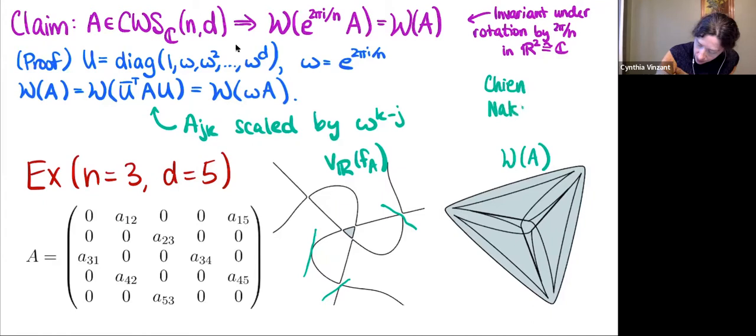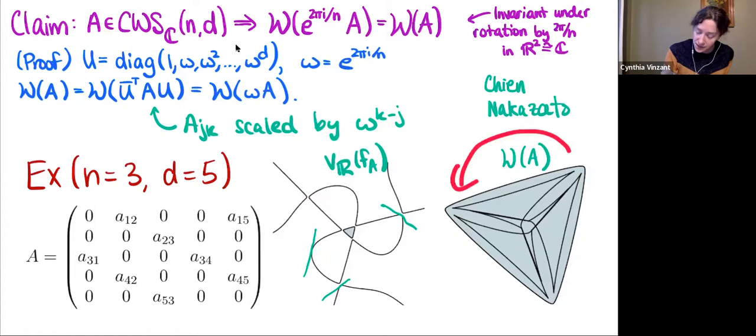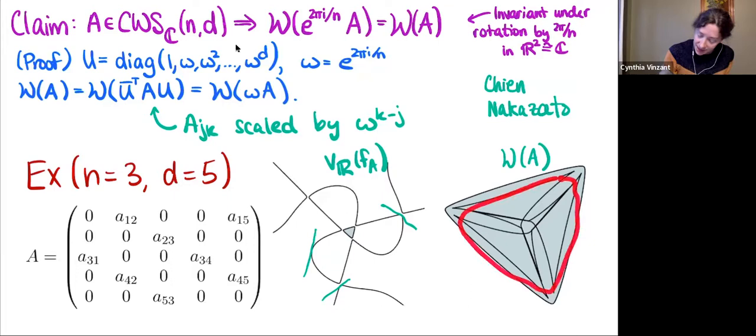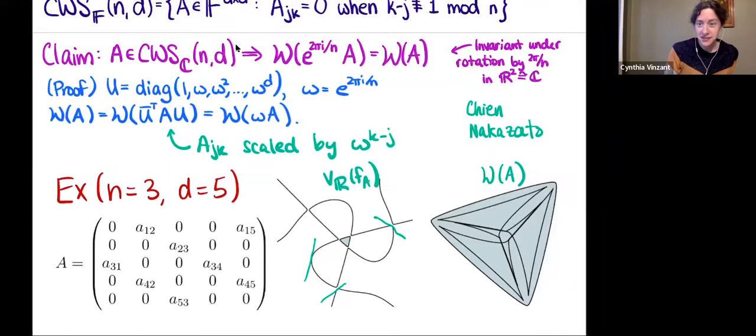And one question that they had was if every matrix with this property, that its numerical range is invariant under rotation, comes this way, or more specifically, if I see a set like this that's invariant under rotation, if I can write it as the numerical range of some matrix of this form. And to answer this, one way to do this is by studying determinantal representations of polynomials like this.